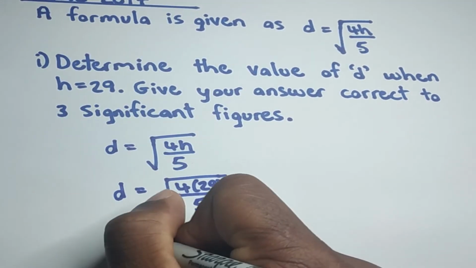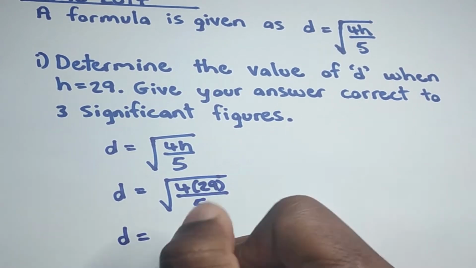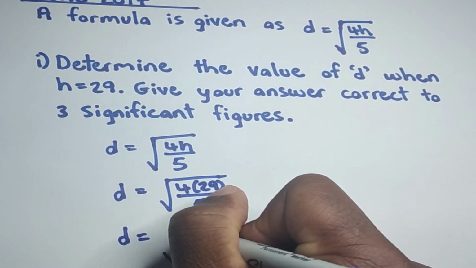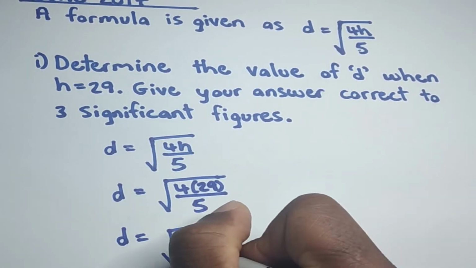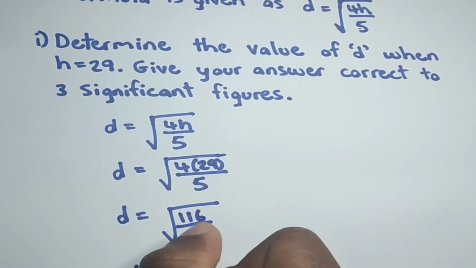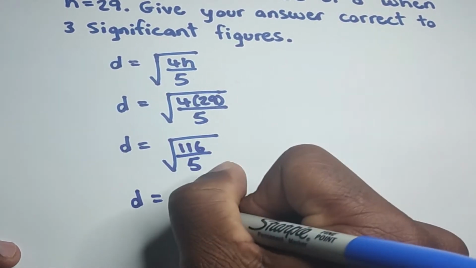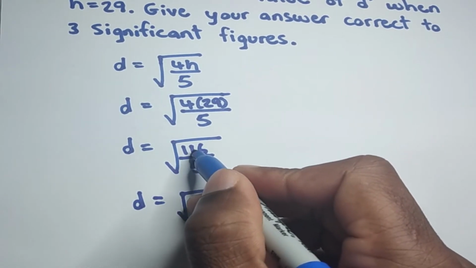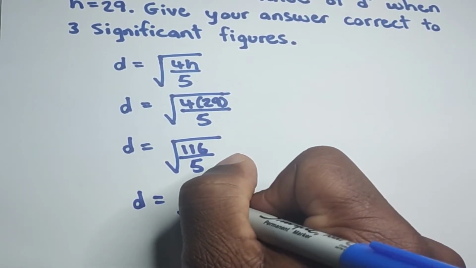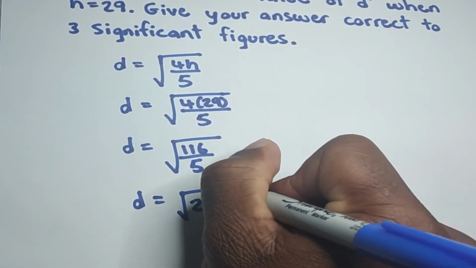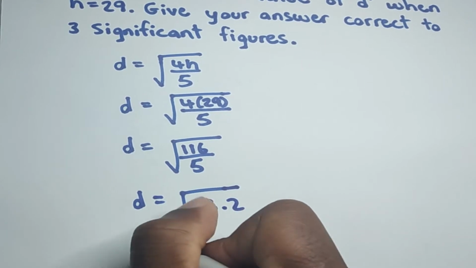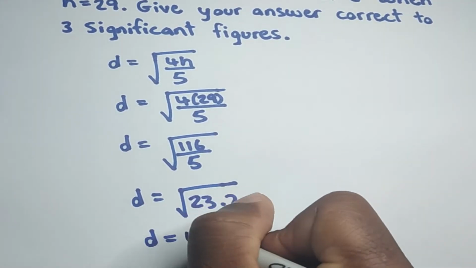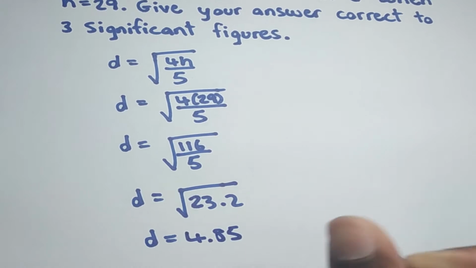So we'll have what? So d is equal to, what's 4 times 29? All right, so that value we're going to place here, which is 116 over 5. All right, so we'll end up with d is equal to the square root of 116 divided by 5, and 116 divided by 5 will give us 23.2. All right, and now all we need to do is to obtain or find the square root of 23.2, which is 4.85. All right, so that would have been our answer.